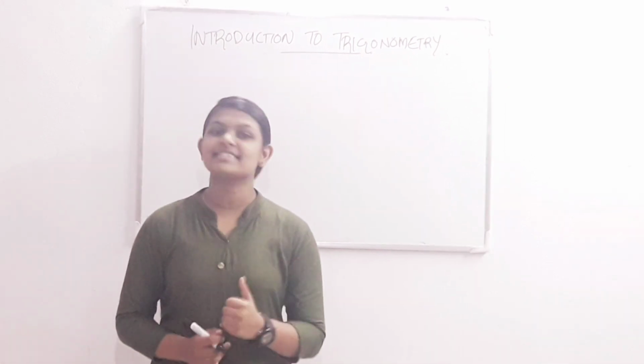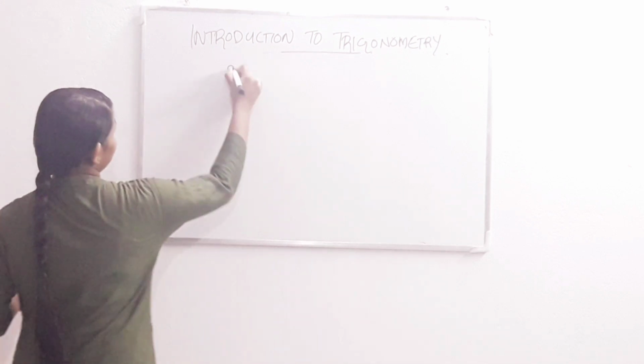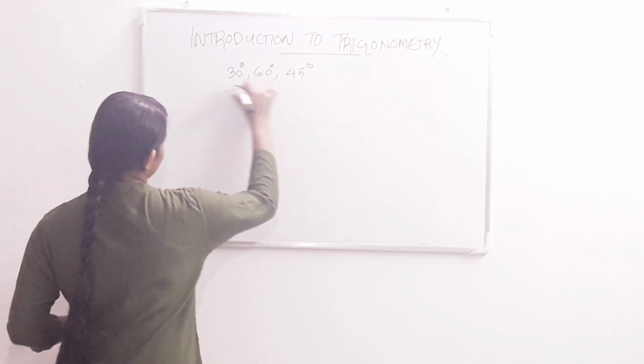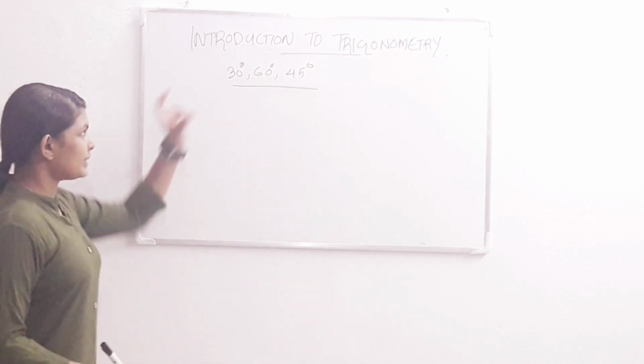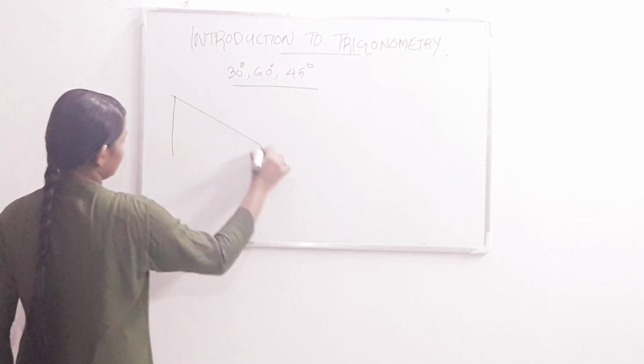Now we are ready to discuss the values of trigonometric functions of angles like 30 degree, 60 degree, 45 degree, etc. Okay. When we say 30 degree and 60 degree, we should consider a right triangle. Okay, right triangle ABC.